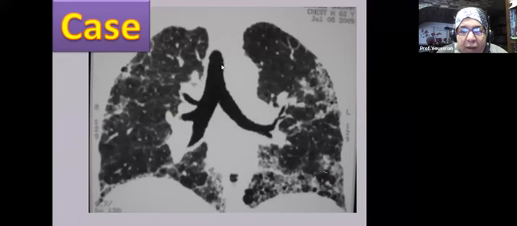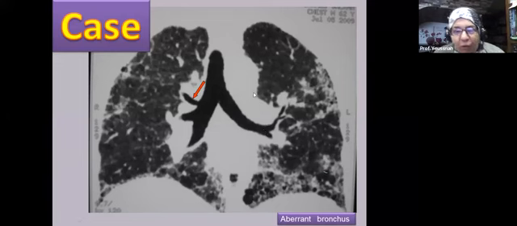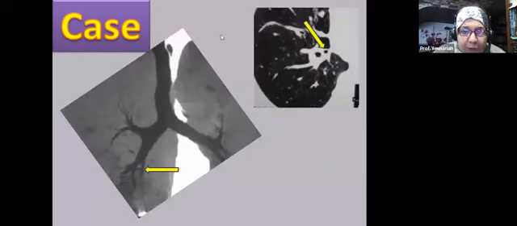Okay. Now, in this case, we have the trachea, then the carina, and then the main bronchus, as you can see here. Off the right main bronchus, there is an aberrant bronchus arriving, not from the trachea, but from the bronchus. You can call this an aberrant bronchus, you can call it a displaced bronchus, or you can call it a tracheal bronchus also. It's an aberrant bronchus.